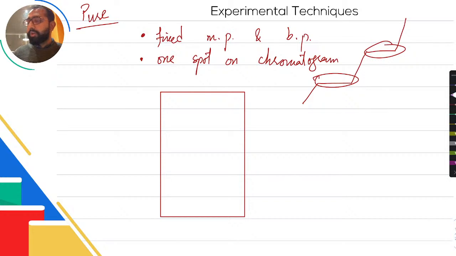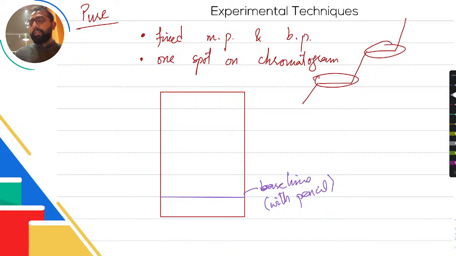So a few important points. Number one, the baseline should be drawn with pencil. So this is the baseline. If you are going to draw the diagram in the exam, make sure that you draw the baseline, you label it, and mention that it is with pencil, either on the diagram or in the space that you have for writing things.